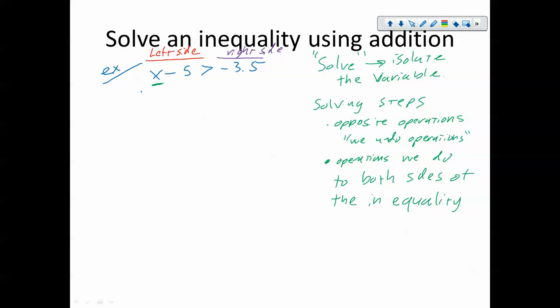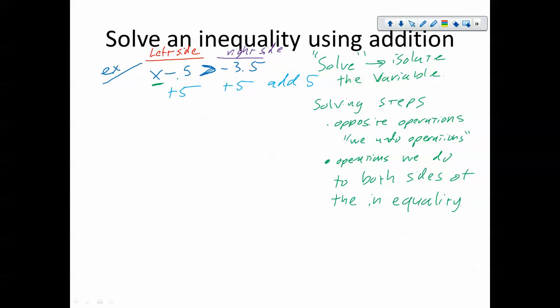Let's just clarify this. This says x minus 5 is greater than negative 3.5. In case you were thinking that said x minus 57, it doesn't. It says x minus 5 is greater than negative 3.5. So we have the left-hand side and the right-hand side. Whatever we do to one side, we have to do to the other side. And we are trying to isolate the variable. And we do that by undoing the operation. So this particular one is a fairly simple one-step operation. This is subtract 5. So we're going to add 5 to both sides.